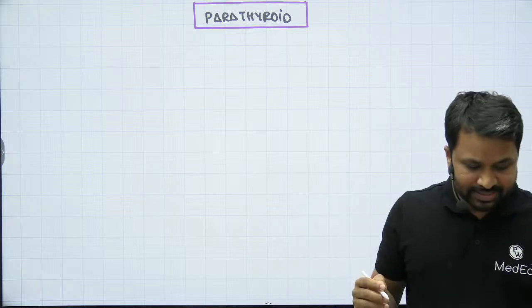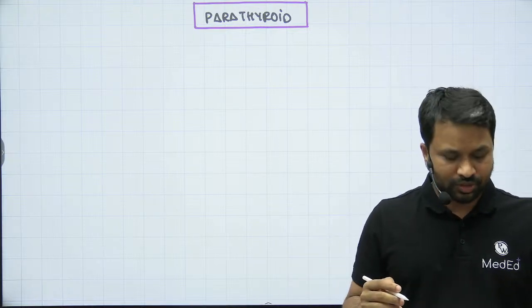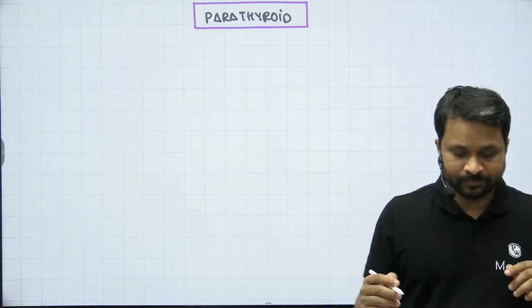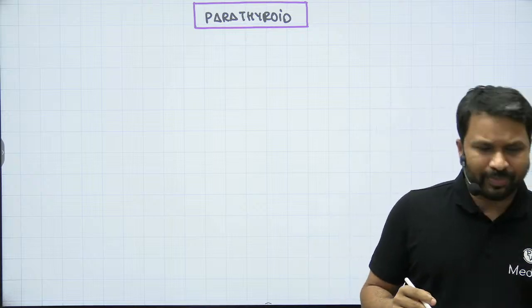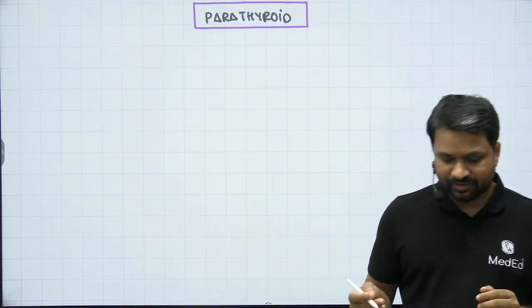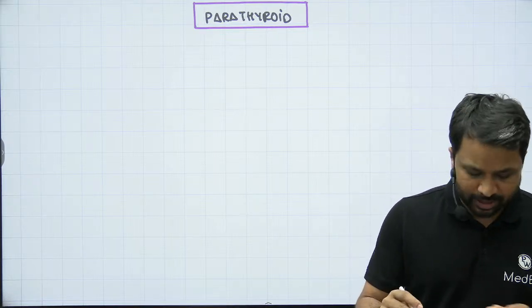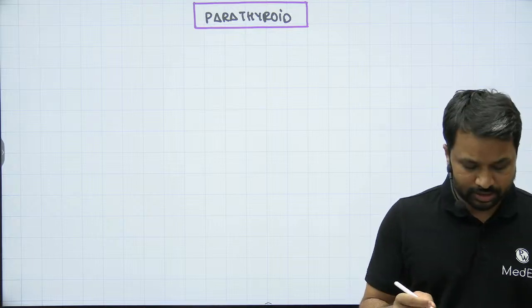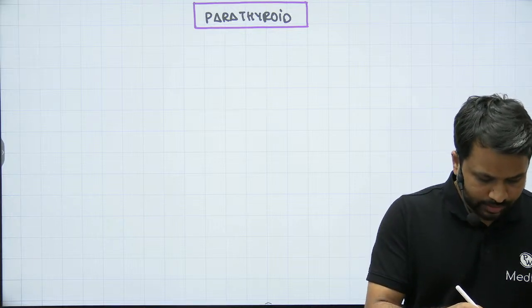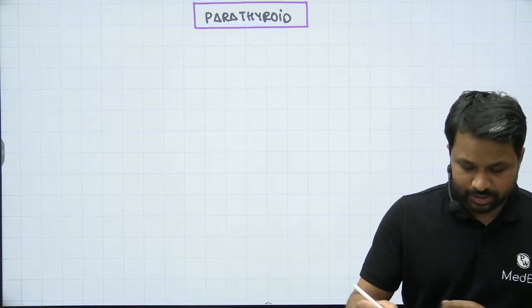Okay, so without wasting any further time, let's kickstart the discussion for today. So we're talking about parathyroid glands. I hope everybody is aware of the parathyroid glands. They are the paired glands which are present on the posterior surface of a thyroid gland, right? So when we talk about the parathyroid glands, a quick component about it.